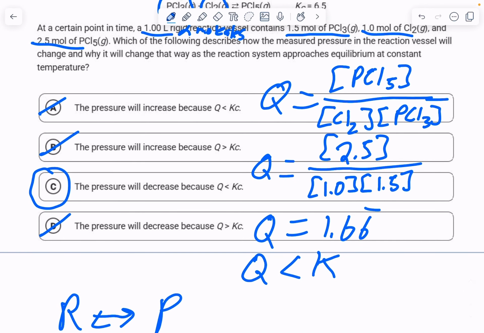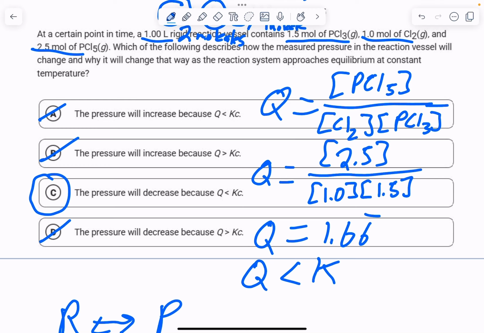So a little bit of thinking on this one. Once again, I showed you a way on how to narrow it down to 50-50, and then you'll have to use the rest of the reasoning to figure out the right answer.